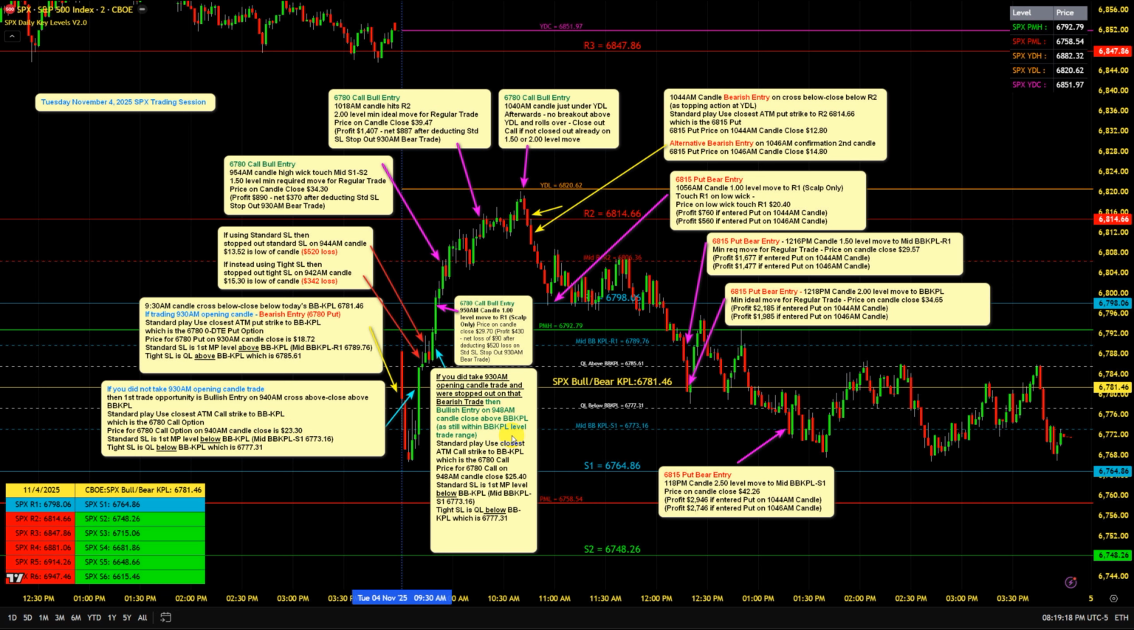The standard stop loss is now the first midpoint below. Remember, on this bearish entry, it was the first midpoint above for the standard stop loss. But now, since this is the same level we're trading, it's a bullish trade, it's now the first midpoint below. And the tight stop loss is the QL below. In this particular trade, neither stop loss was breached before hitting targets.